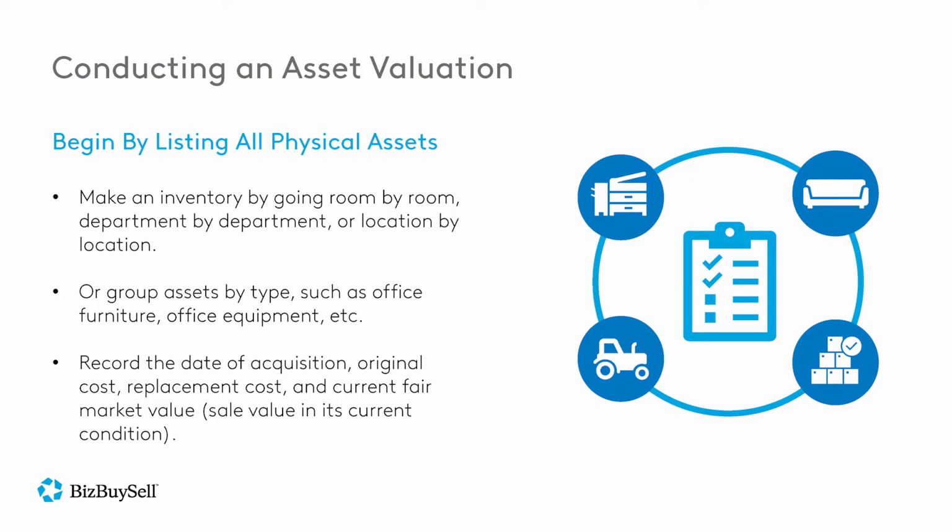Conducting an asset valuation. Begin by listing all physical assets of your business. Make an inventory by going room by room, department by department, or location by location. Or group assets by type, such as office furniture, office equipment, production equipment, office furnishings, leasehold improvements, automobiles, and so on, also noting the location of each asset. For each asset, record the date of acquisition, original cost, replacement cost, and current fair market value, which is the sale value of the asset in its current condition.